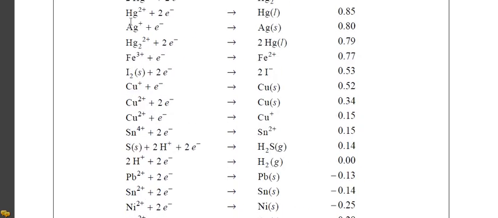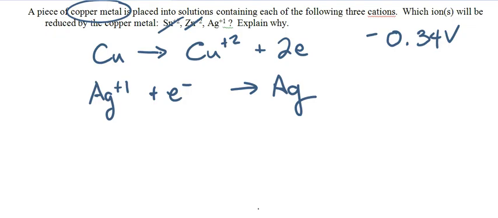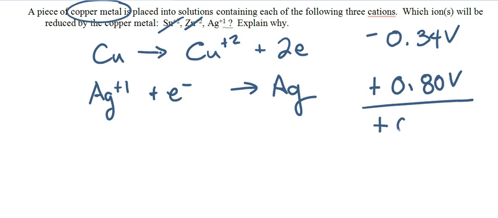Silver's near the top. Here it is. Okay, so we get silver that has a 0.8, and that's a positive value for a reduction. So when we plug in the 0.8, and again, it doesn't have to be a large voltage, it just has to be positive. So when we take a look at this, we do have a positive voltage, which in this case I believe is 0.46 volts.